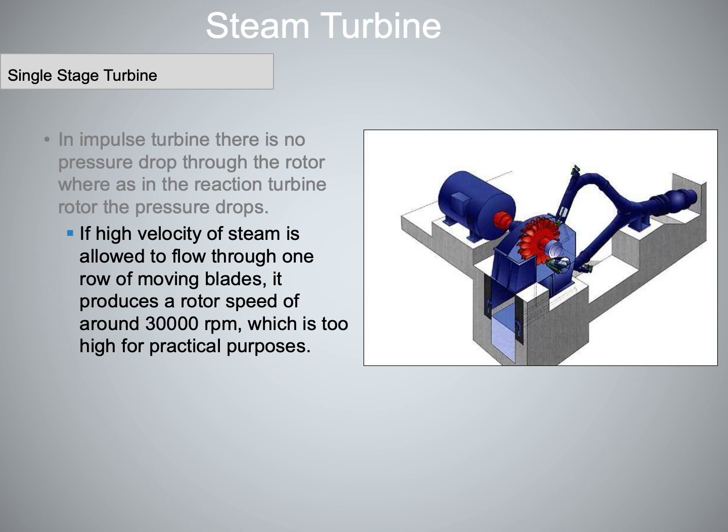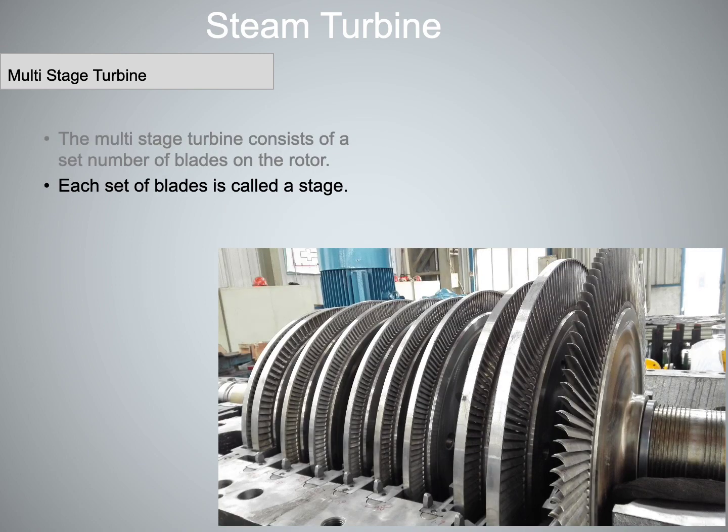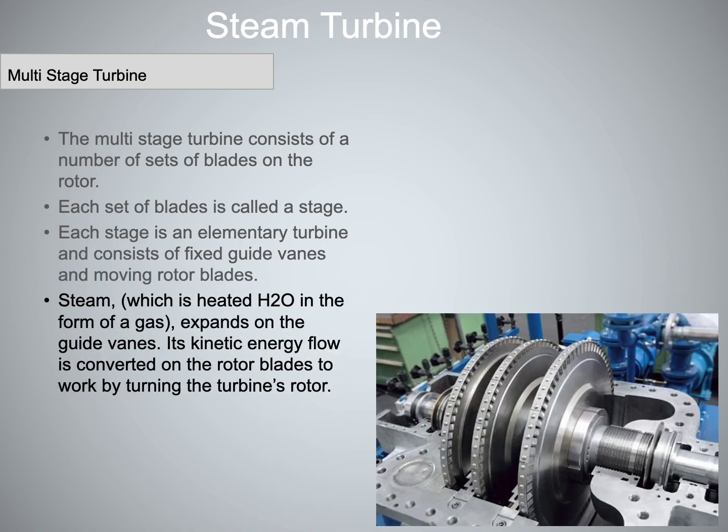If high velocity of steam is allowed to flow through one row of moving blades, it produces a rotor speed of around 30,000 revolutions per minute, which is too high for practical purposes. The multi-stage turbine consists of a set number of blades on the rotor. Each set of blades is called a stage. Each stage is an elementary turbine and consists of fixed guide vanes, along with moving rotor blades. Steam, which is heated H2O in the form of a gas, expands on the guide vanes. Its kinetic energy flow is converted on the rotor blades to work by turning the turbine's rotor.